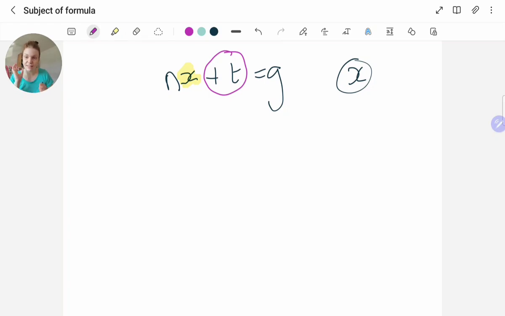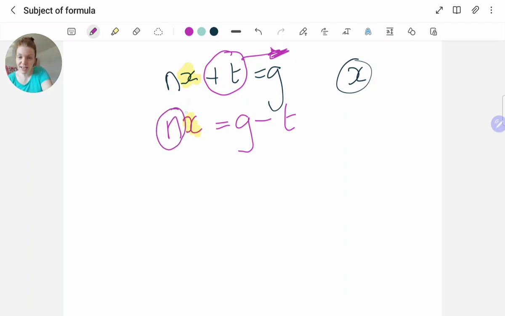The first step in this two-step equation, the first thing is the plus t. So that's going to move to the other side of the equal sign. nx stays where it is, didn't move. G stays where it is, didn't move. And instead of plus t, it becomes minus t, okay?